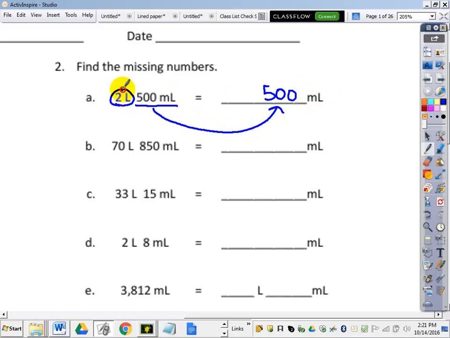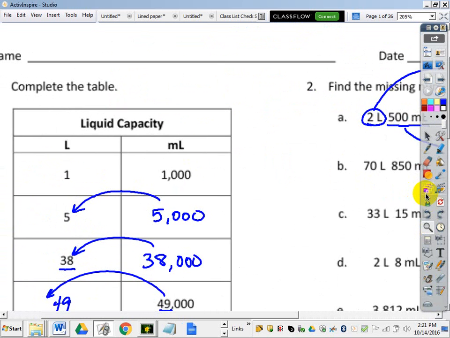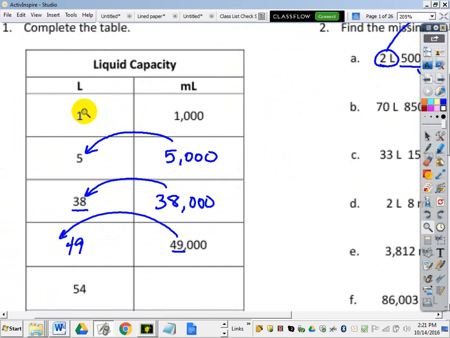Now the problem is, in addition to the 500 milliliters, I also want to change these liters to milliliters. I want to find the missing number here. So what I need to do is change this. Jumping back over, 2 liters, well, there's 1 liter.